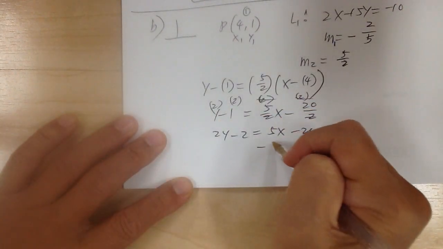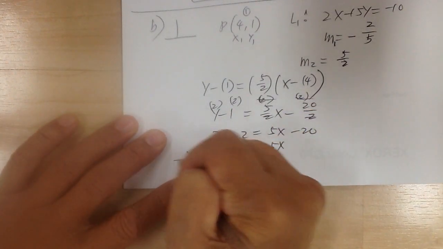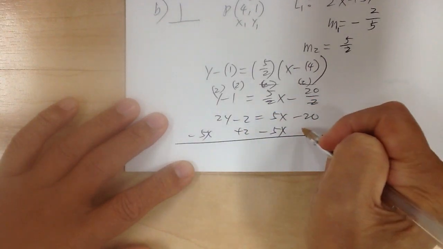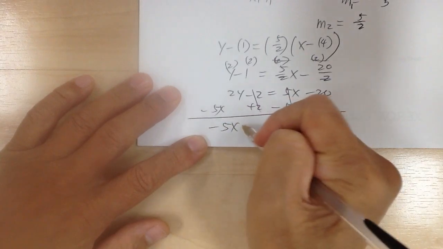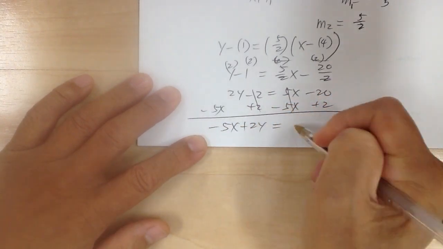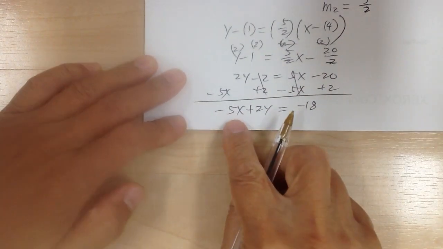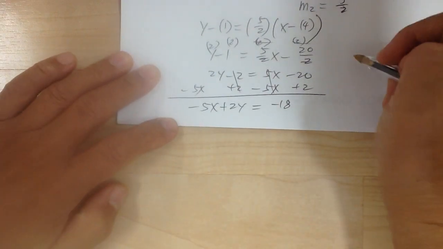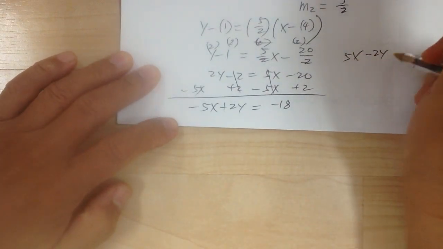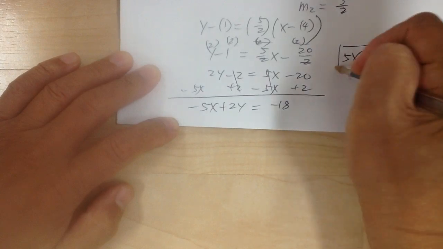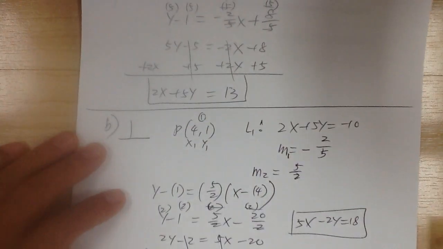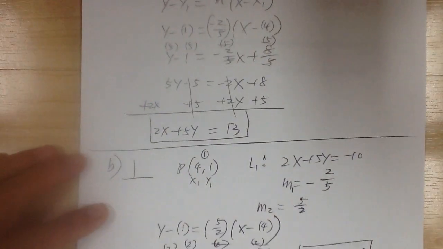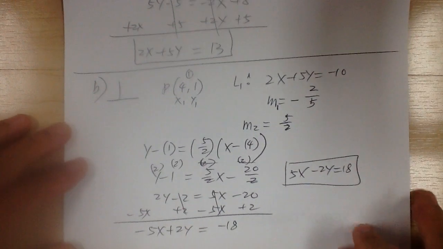Then move this over, and move this over. So you get negative 5x plus 2y equal to negative 18. But you have to multiply by negative 1, so you get 5x minus 2y equal to 18. And that's what we get, right? Same answer. And notice how quick this is compared to this. This is an easier method, but you can use whatever method you feel comfortable with.